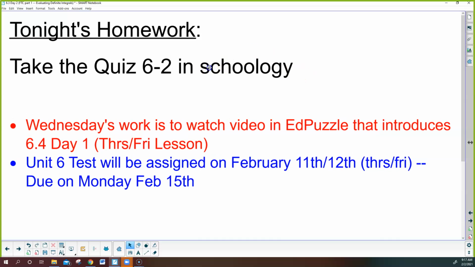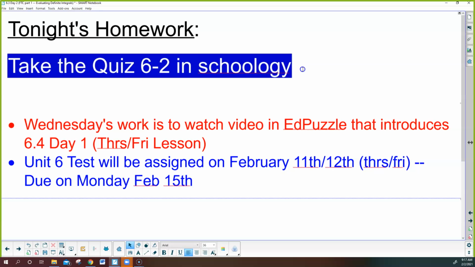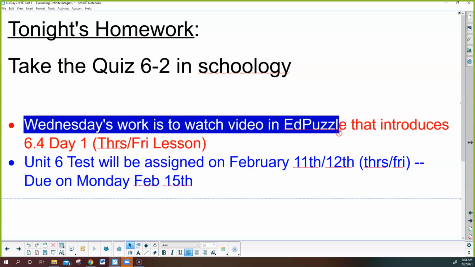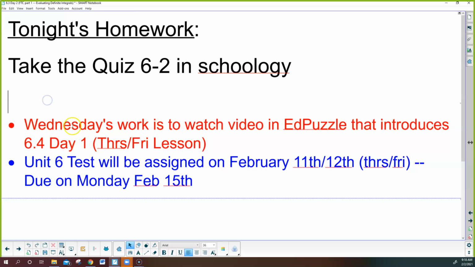So here's what we got. Please make sure you understand what the expectations are today and then what we have for the rest of the week. Our homework tonight is actually a quiz. It's in Schoology. You are going to have to submit a file upload problem, so please make sure you're showing your work for every problem. On Wednesday, you will be asked to watch an Edpuzzle video that introduces part of the lesson that we're going to do on Thursday, Friday, so make sure you watch that ahead of time.